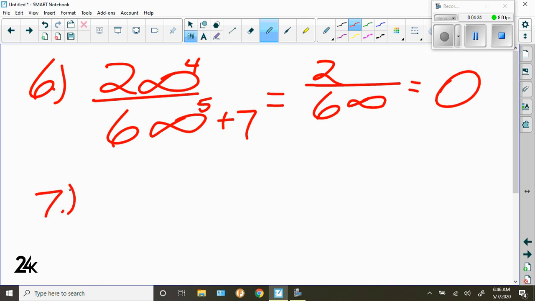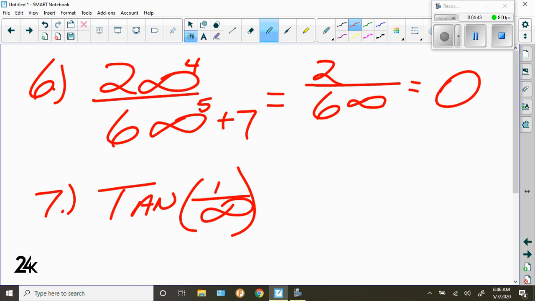Number 7. What's the tangent of 1 divided by infinity? In other words, what is the tangent of 0? Punch it in your calculator. Hey, it's 0.